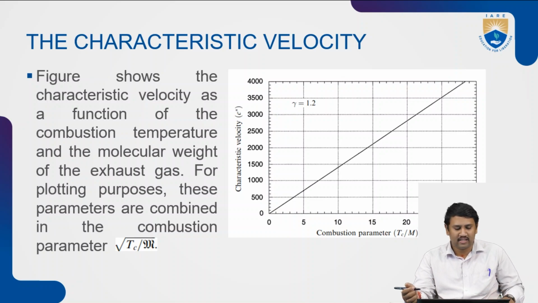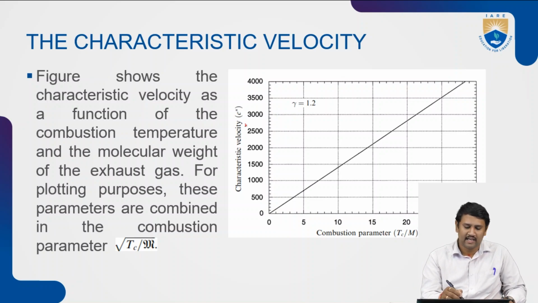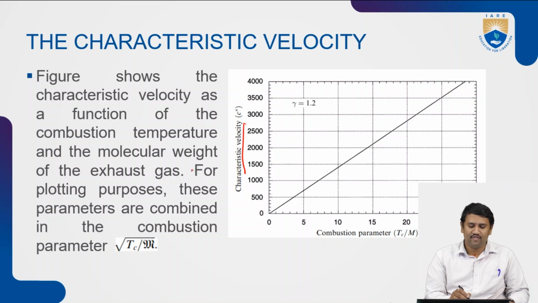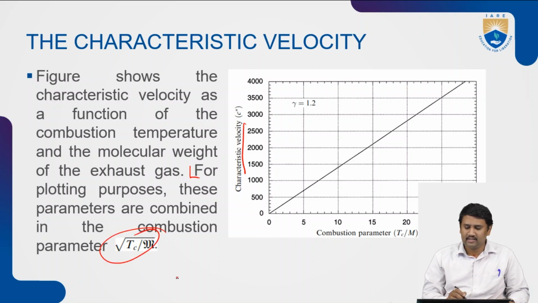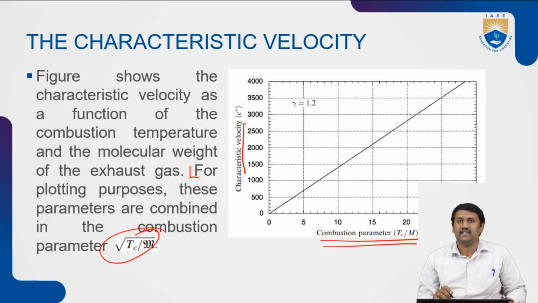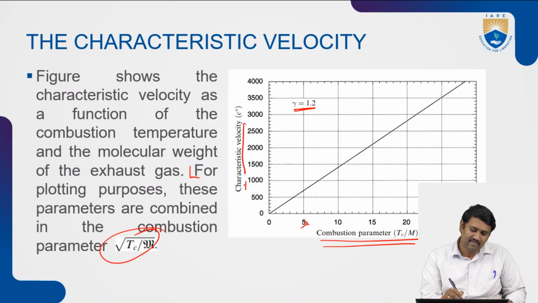Particularly, there is a figure which shows characteristic velocity as a function of combustion temperature and molecular weight of the exhaust gas, and for plotting purposes we have combined those into a single parameter, the combustion parameter. Now, as we can see, for gamma equals 1.2, a standard value, as the combustion parameter increases, the characteristic velocity also increases linearly, right?